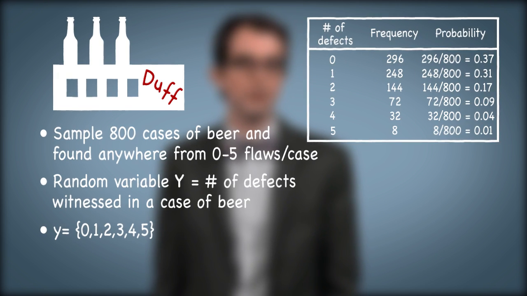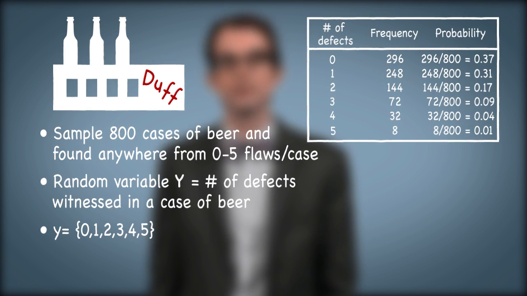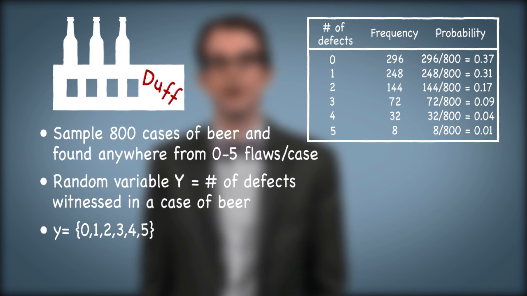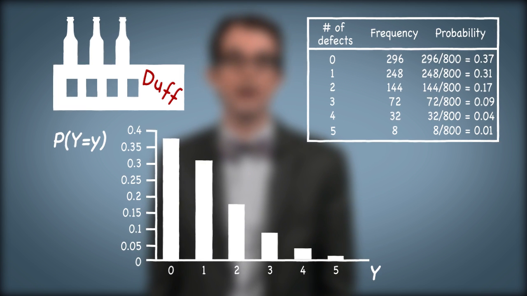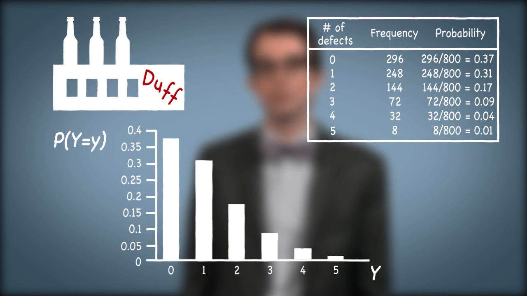We take the relative frequency view of probability in describing the likelihood of each realization by counting the number of flaws in each case. For example, 296 of the cases had no flaws, so the probability that Y equals 0 is 296 divided by 800, or 0.37. The table and the bar graph illustrate the distribution of random variable Y, as they list all possible values that the random variable can assume, along with their corresponding probabilities.